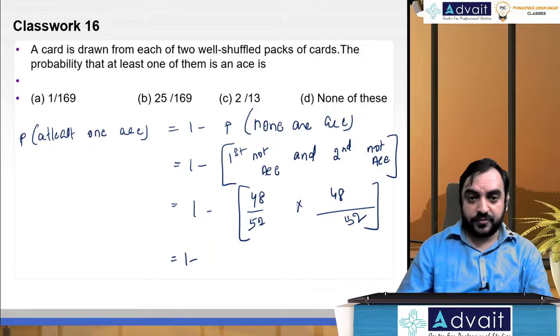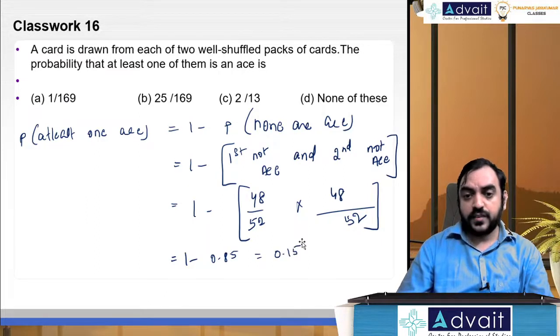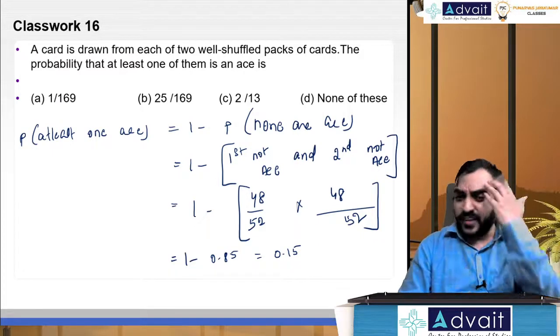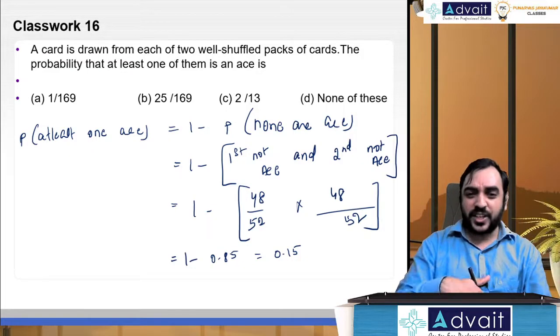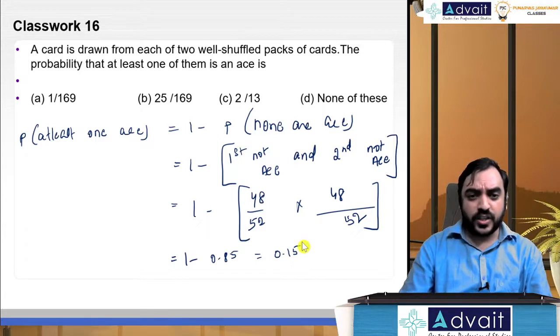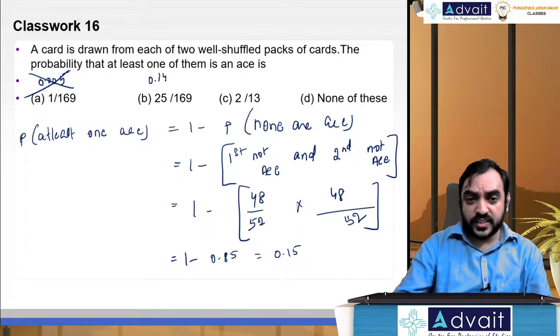is 0.85. You get 0.85, so the answer is 0.15. And which one is 0.15? You can try from the options method. You don't have to simplify, waste of time. Don't simplify to come to the fraction. If it comes, okay. Don't spend time simplifying it. Let's look at the options. 1 by 169 is 0.005. Not the option. 25 by 169: 0.147 looks the closest one.